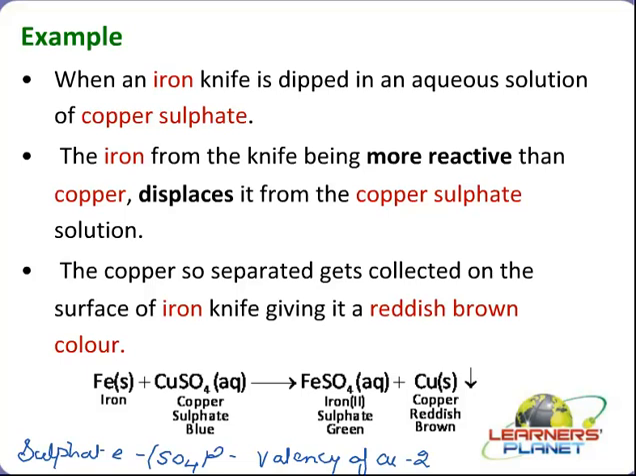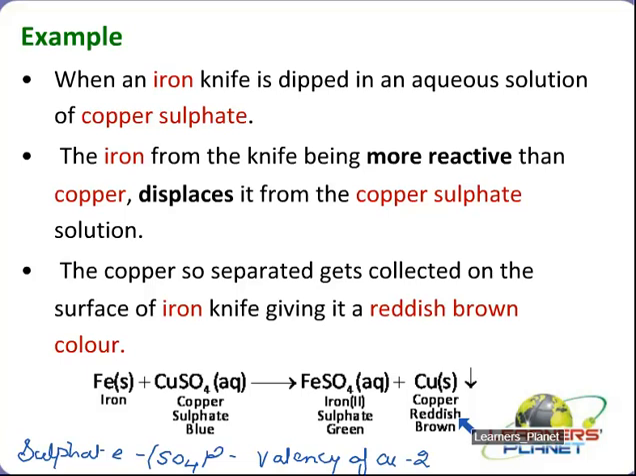Now here also, students, you can find that the equation has been written to make it more informative. The states of substances have been written. Iron solid, copper sulfate aqueous, iron sulfate aqueous, and again copper solid. So in a way this equation is informative. And what do you mean by this down arrow? Down arrow means things have been precipitated.